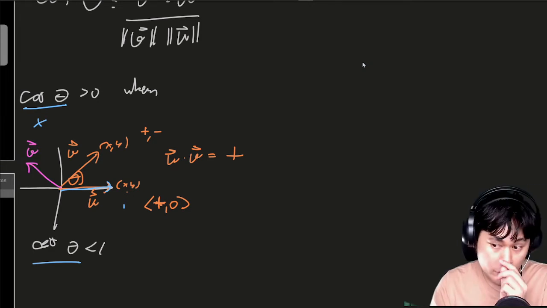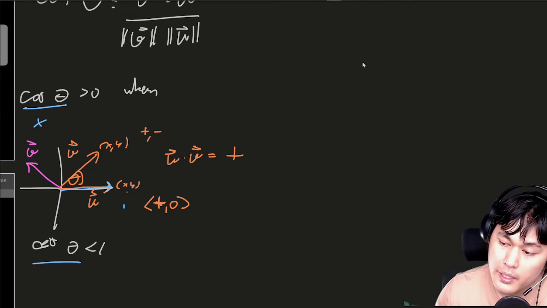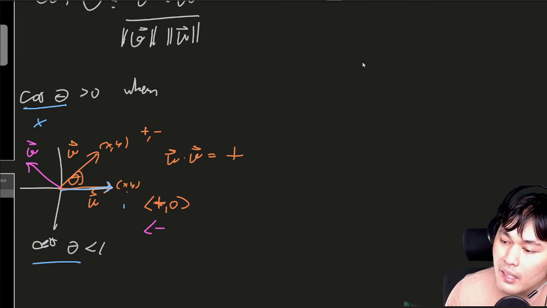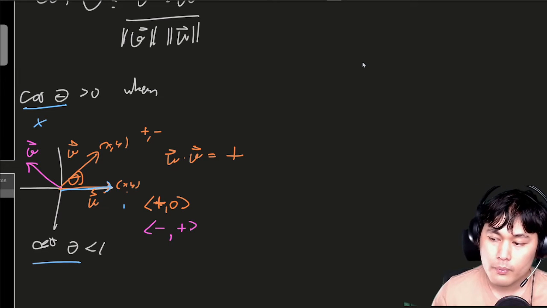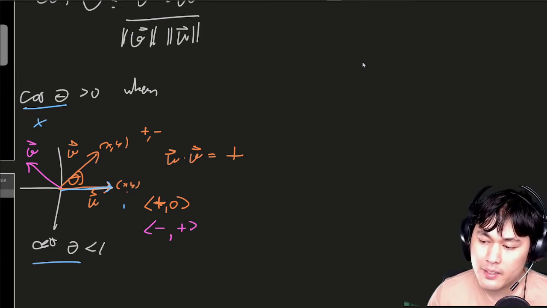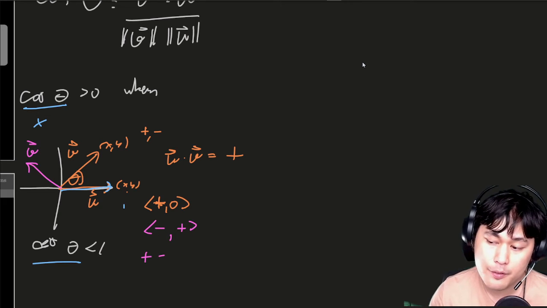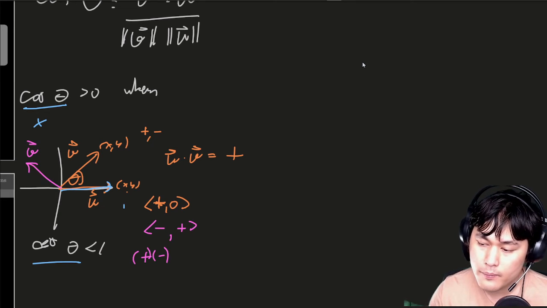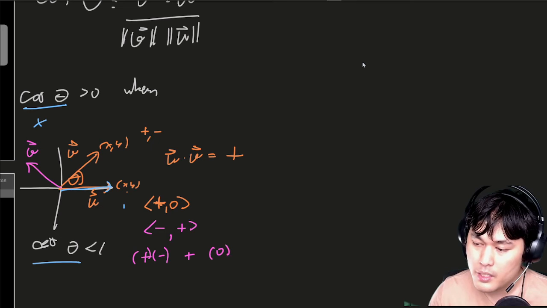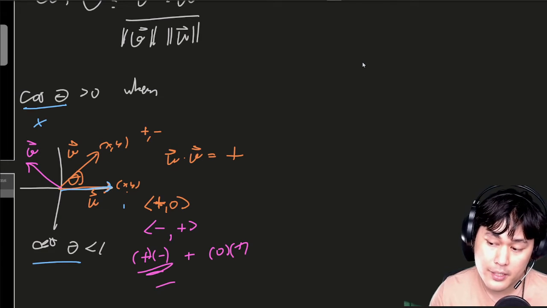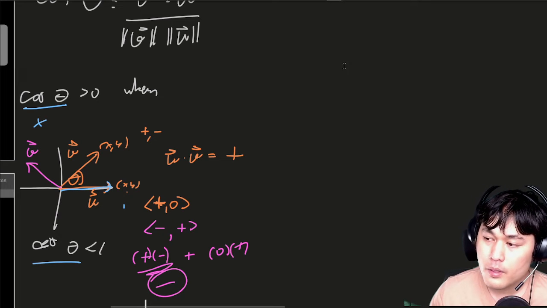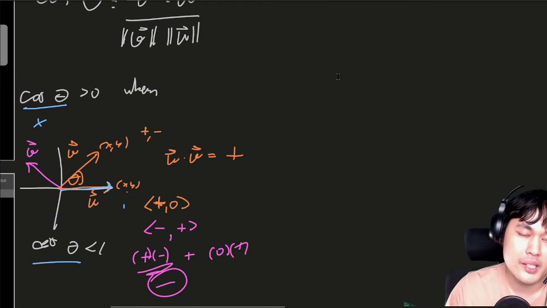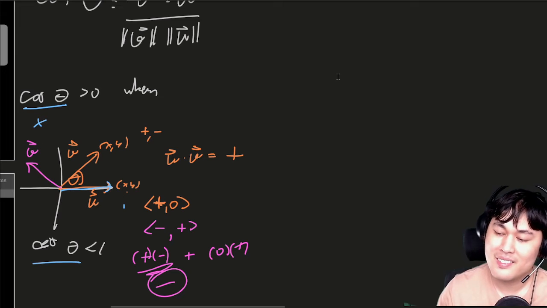But then for v, what happens with v? The x value is negative, while the y value is still positive. So the dot product, you have positive times negative for the first, and then you add that to 0 times positive. So that's how you get a negative value. So we can see that this dot product makes some sense.